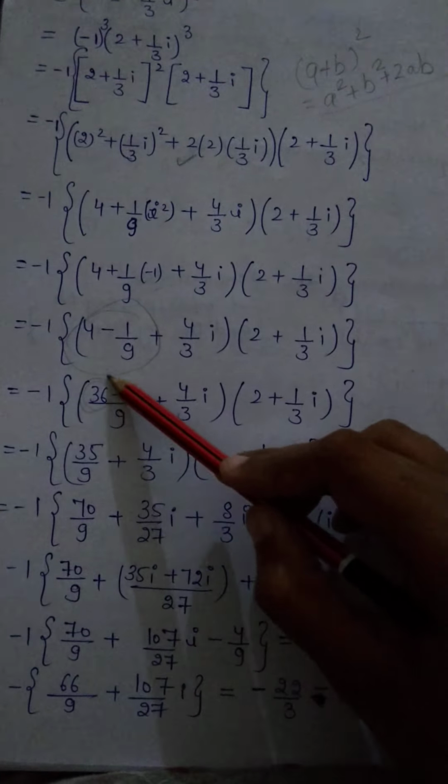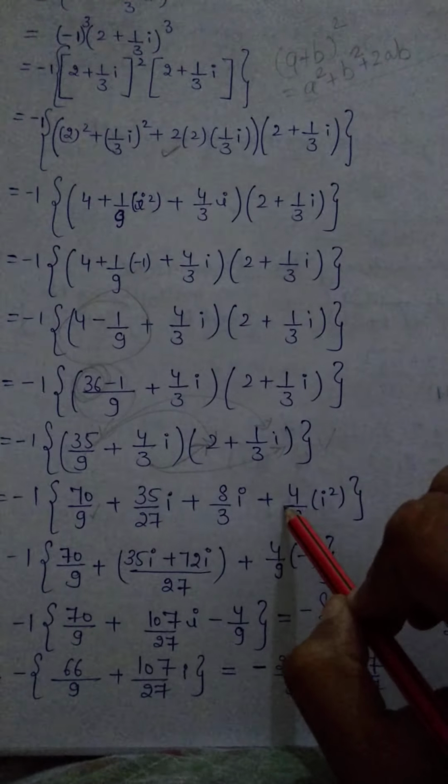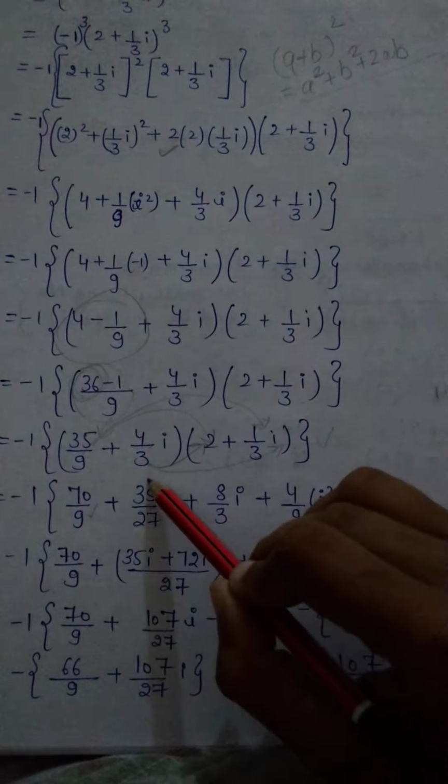Clear my students? Then in next step these two equations I will multiply. How? This one I will multiply by this 2, then I will get 70 by 9, then I will multiply this by this one, and I will get 35 1s are 35 and 9 3s are 27 iota, and then I will multiply this by this, that is 4 2s are 8 by 3 iota, and I will multiply this by this, that is 4 1s are 4 and 3 3s are 9, and iota into iota as iota square.